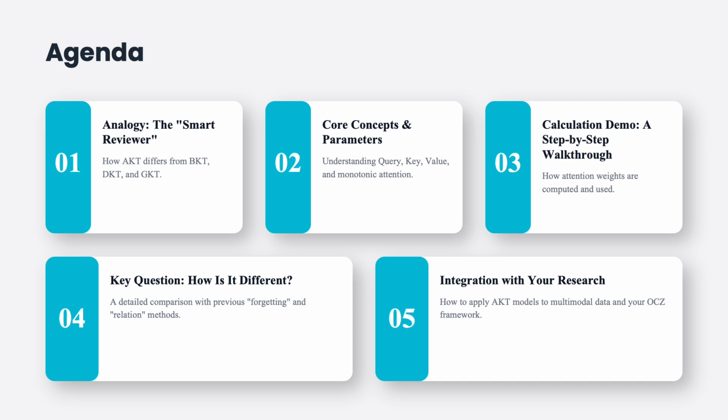Great. Let's get started. Here's a roadmap of our journey today. First, we'll start with a simple analogy to understand the evolution of these models. Then, we'll break down the core concepts and key parameters that make AKT tick. To make it concrete, we'll walk through a live calculation demo. After that, we'll compare AKT with older methods to see exactly why it's a game changer. Finally, we'll discuss how you can integrate this powerful tool into your own research and wrap up with a summary of the key takeaways. So, let's begin with a fun analogy.